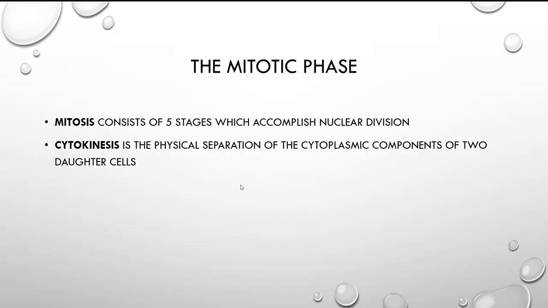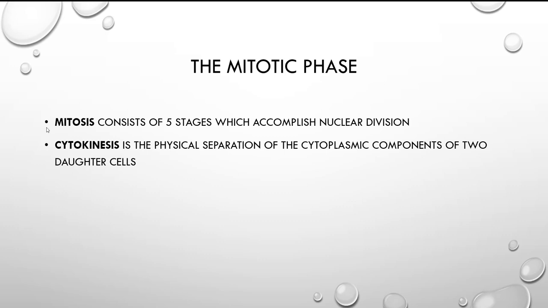About 10% of the time of the cell cycle, the cell is actually undergoing the mitotic phase. That mitotic phase is separated into 2 parts. We have mitosis, which consists of 5 stages. In the video, they talk about 4 stages. Your book separates prophase into prophase and prometaphase, so that's why we have 5 stages.